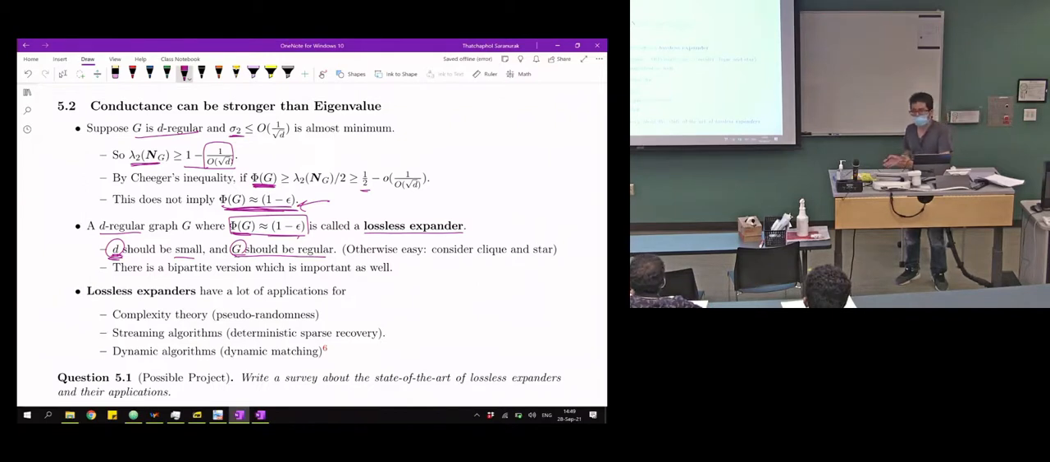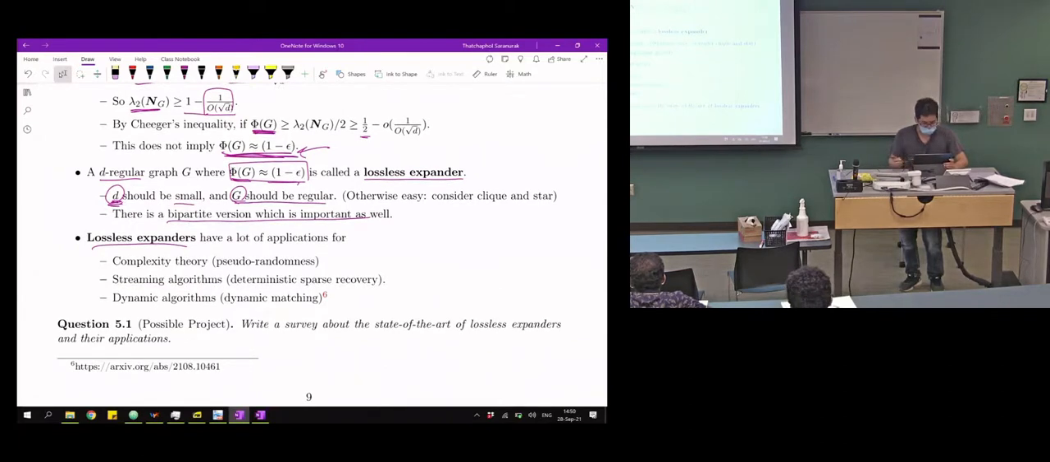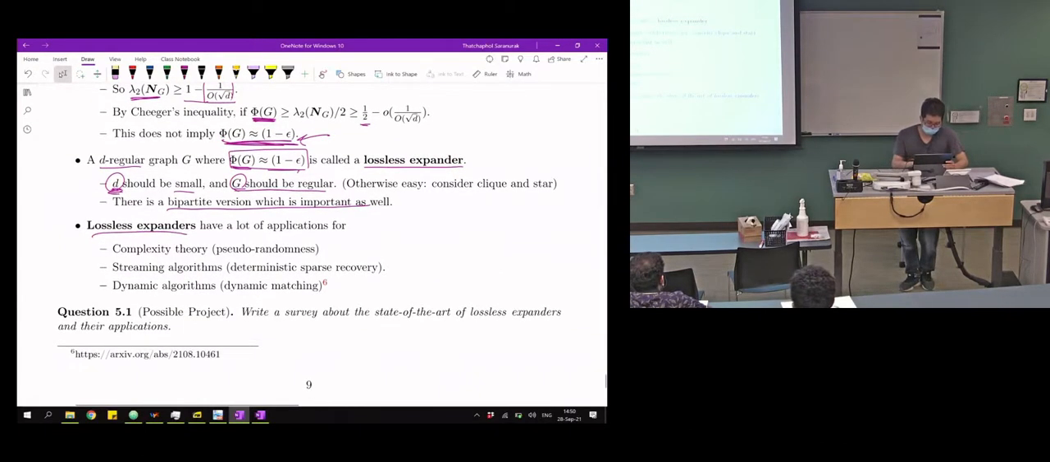then it's not clear what graph gives you that. Can you construct a lossless expander? It's not clear. Even the bipartite version of this is important, but I will not define it. Very important in complexity theory. So there really are a lot of applications of lossless expanders, in complexity theory, in streaming algorithms, even in dynamic algorithms, where we just recently found some application.